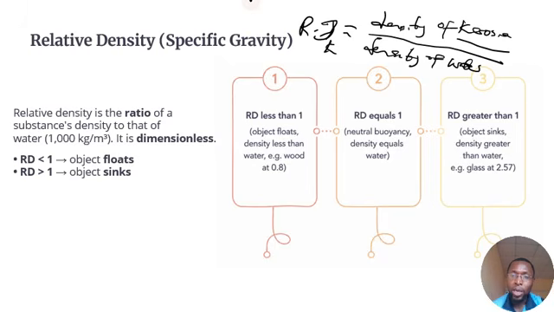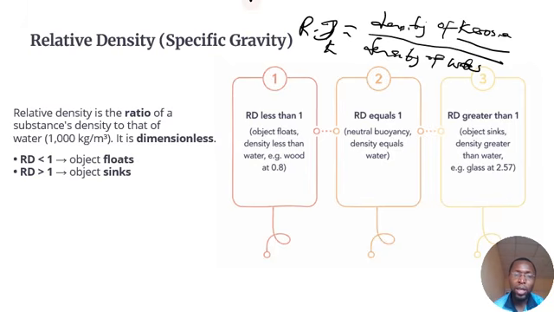Because it is the same quantity on top and bottom, it is unitless: density unit over density unit. So the unit of relative density does not exist. We can say that it is dimensionless. When a quantity does not have a unit, we say it is dimensionless.